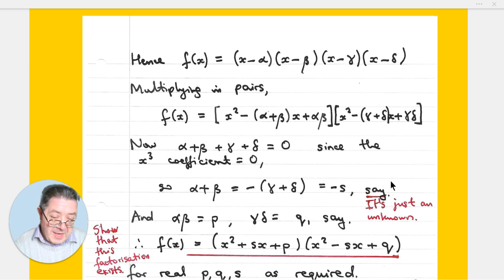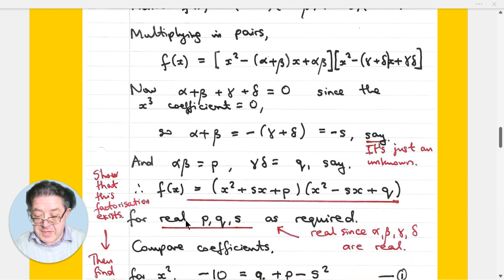I think it would be the case that some candidates here wouldn't be really clear enough about getting this first expression. They would just use it and work from it, and although that would get you subsequent marks, it wouldn't get you the marks for this part. p, q and s are all real numbers because alpha and beta and gamma and delta are. That's worth saying because it does say in the question real p, q and s.